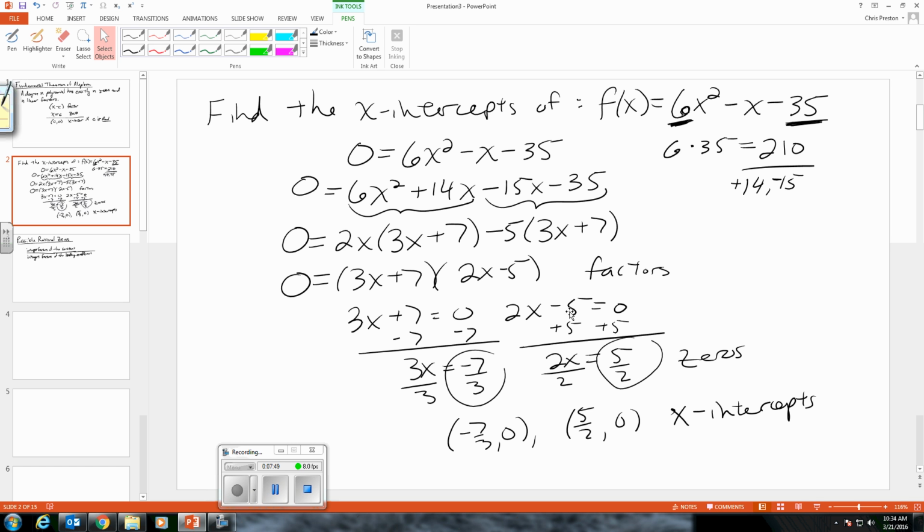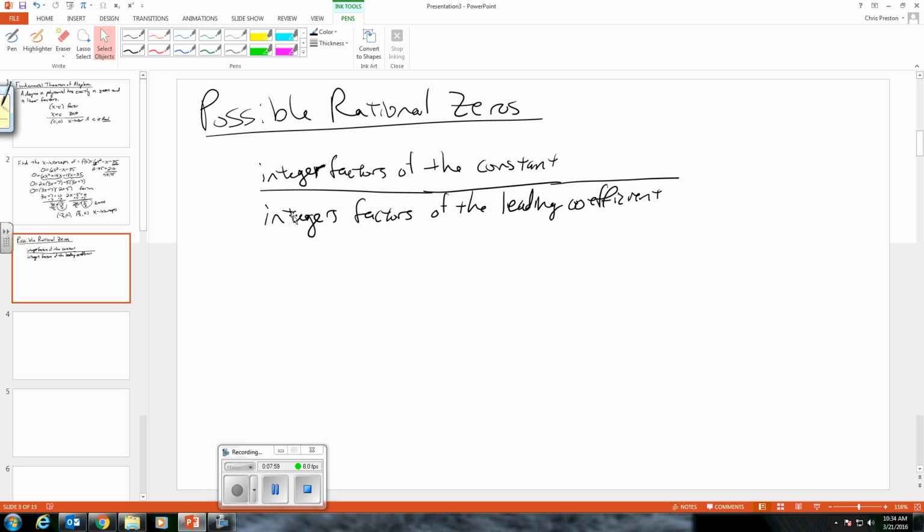It always fits that pattern. Even when it comes out to be a whole number, you can always think of, this first one, 1 goes into 6, so even if you got a whole number, it would still be over 1. It fits that pattern. So if it can be written as a fraction, this statement has to be true. It has to have an integer factor of the constant for the numerator and an integer factor of the leading coefficient for the denominator. What this means for us is this gives us a way to come up with some things that might work.